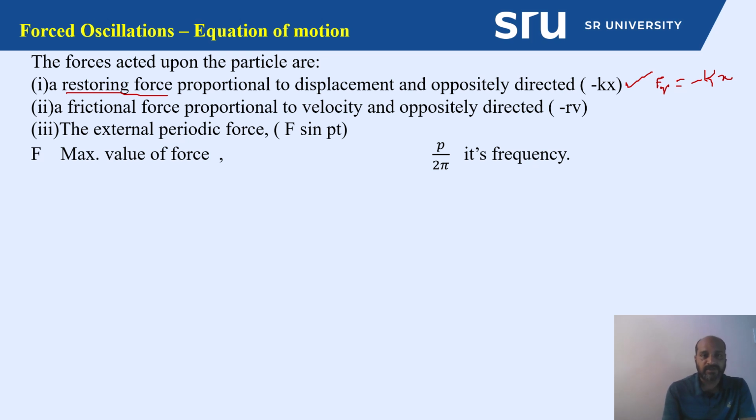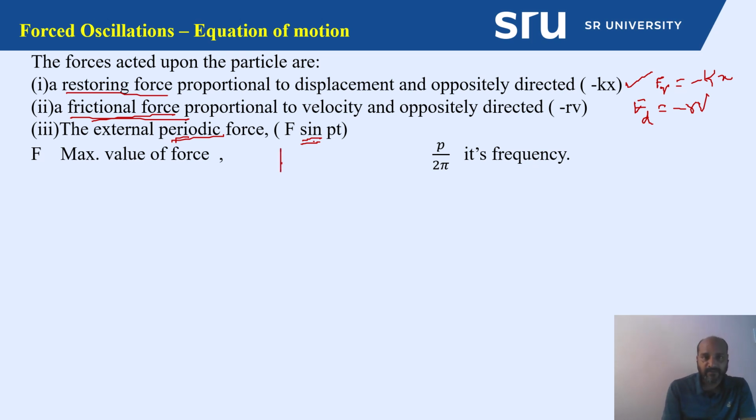And the second force is the frictional force, or resistance force, or damping force. This damping force F_d is proportional and opposite to the velocity of the oscillator. So that's why it is minus rv. And the third one, the external force, more exactly it is not a one-time force. It is a periodic force. The periodic nature is generally explained with a trigonometric function, the sine function. So that's why it is capital F sin pt.